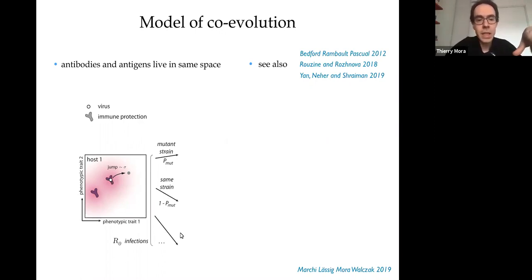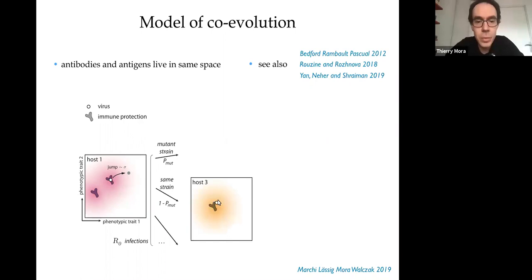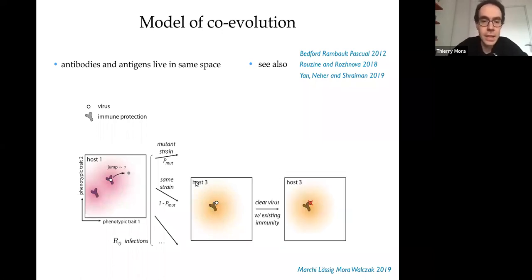And then it will transmit either the wild type or the mutated strain to the next person, right? And here things can happen. Either the host that gets exposed to the strain actually has a protection there. In that case, that host doesn't get infected, and then the virus just dies there.